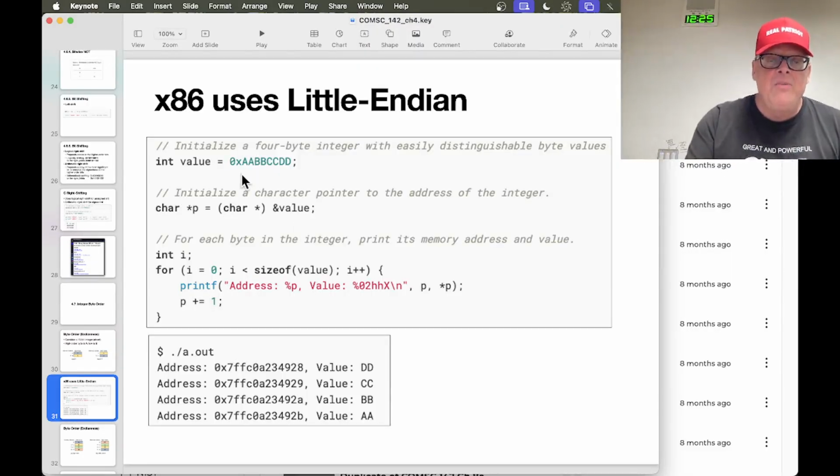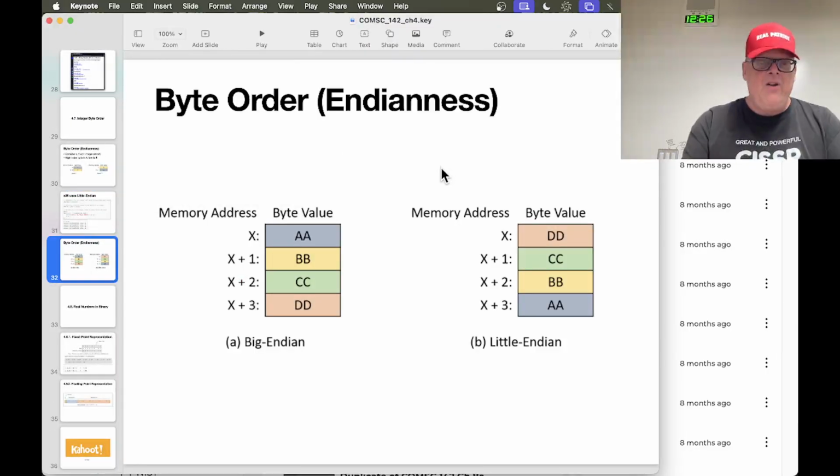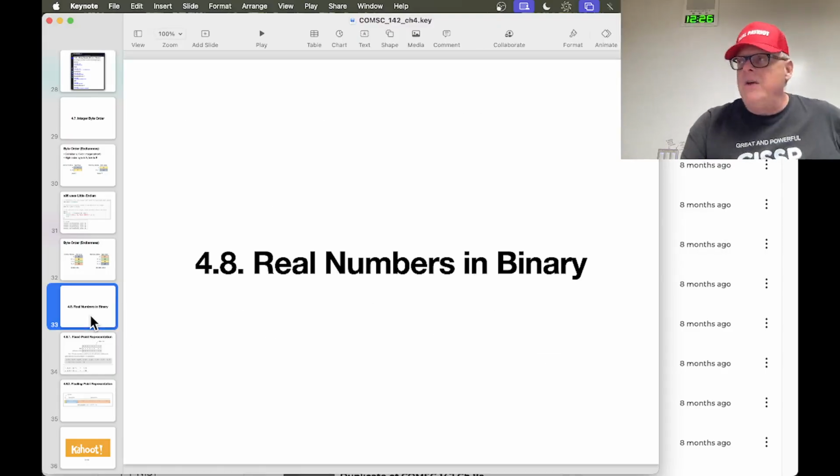So here you have a number that's AA, BB, CC, DD. So A is the most significant and D is the least significant, and yet you put the least significant first and the others. So it's screwy. All right, and that's what you see here. This is big endian, which would make more mathematical sense, but it's not what the processors we're using use. They use little endian.